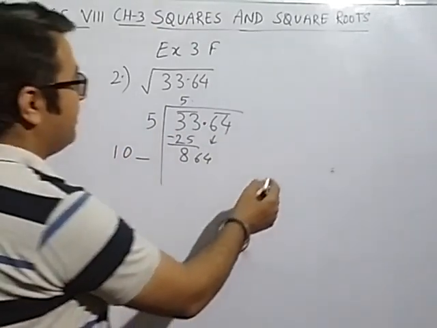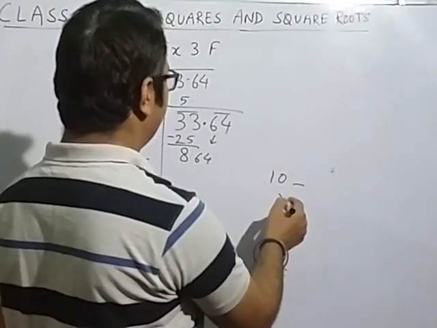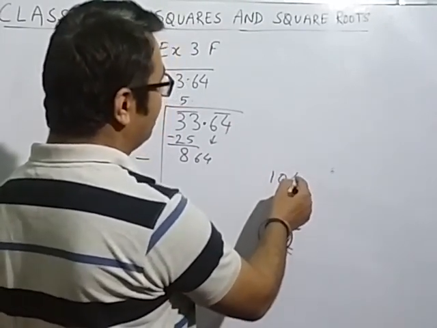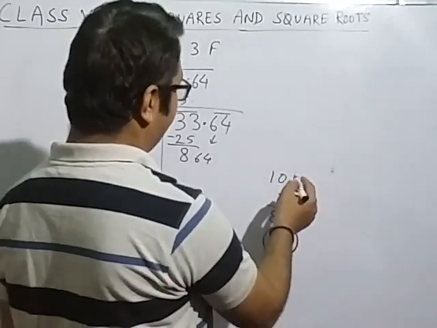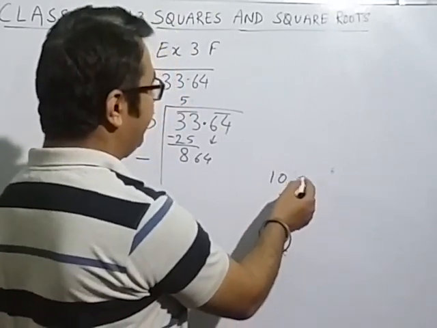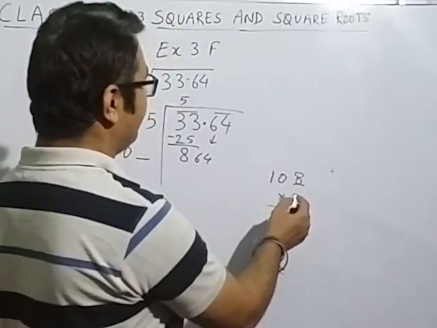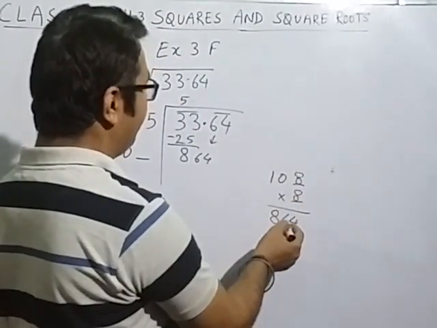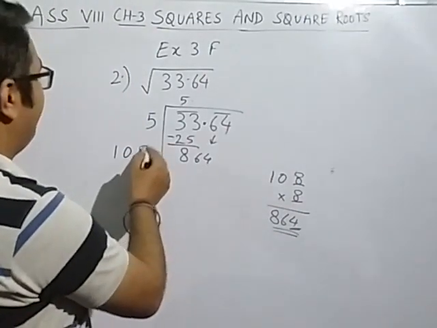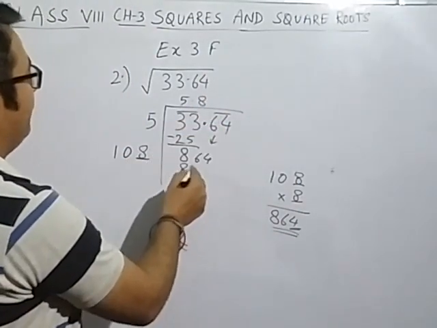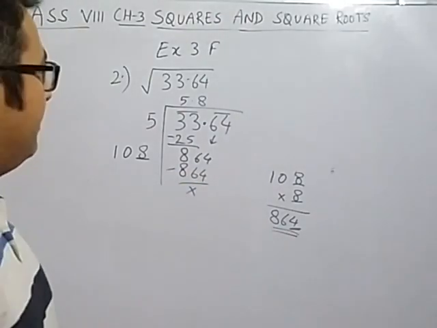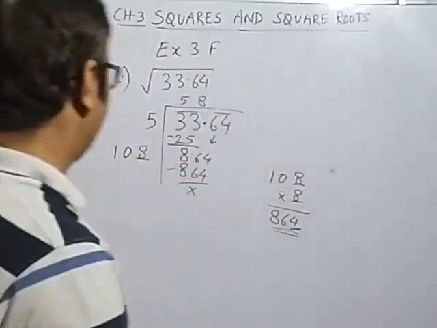Now along with 10, which number will we take so that the product is 864? Since the last digit is 4, we can take 2 or 8. If we take 2, it will not come. So let us take 8. 8 8s are 64, 6 will be carried, 8 1s are 8. So I got 864. So we take 8 here. 108 8s is 864. This is how we find the square root of decimal numbers. Now one more question from the same exercise.